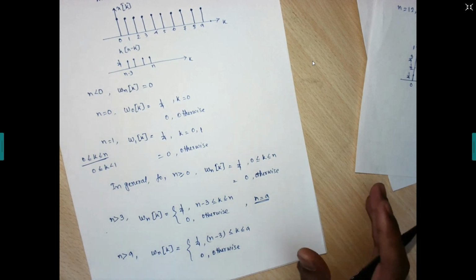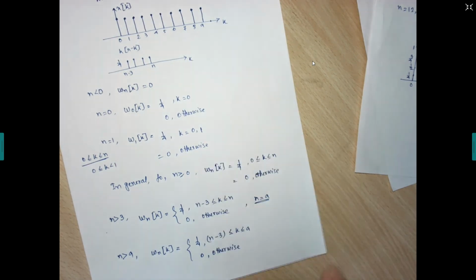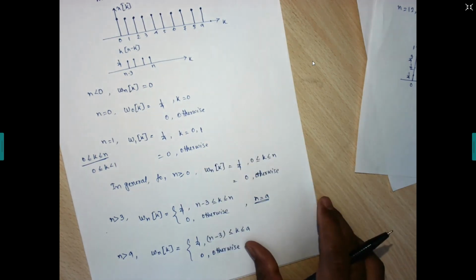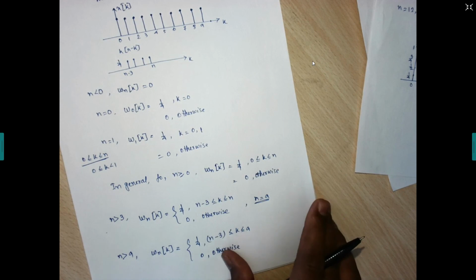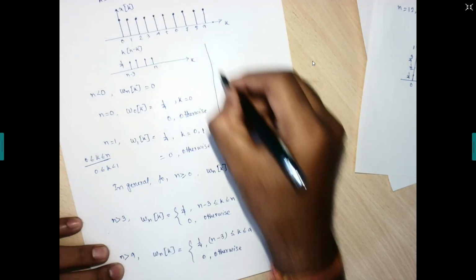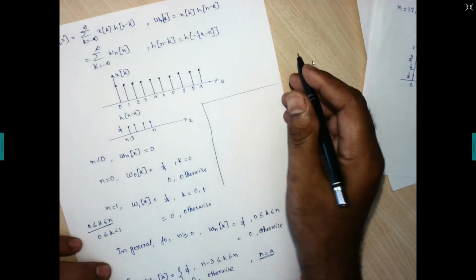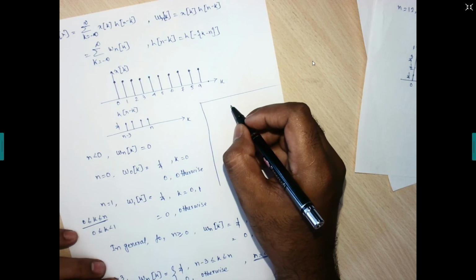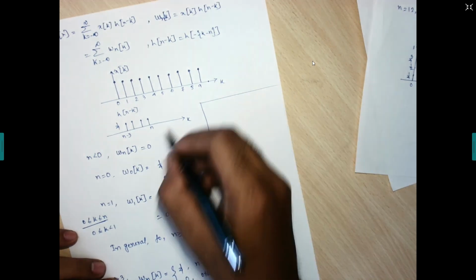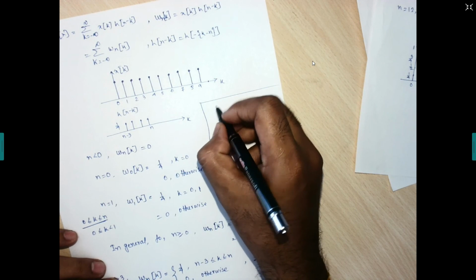Okay, so after that what we need to do? We need to take the summation of all these values. We need to take the summation. So what we need to do? We need to take the summation, that is, let us consider this w and k.